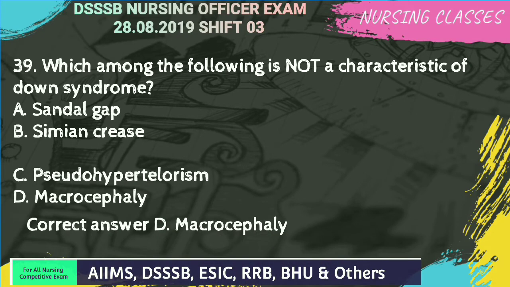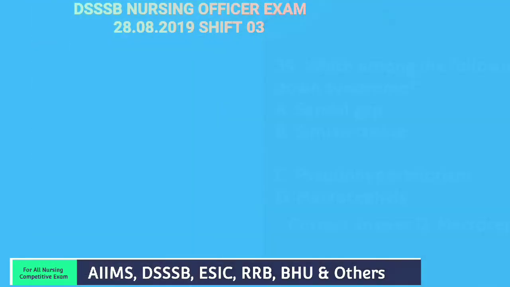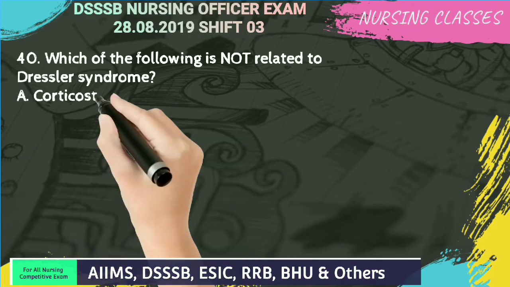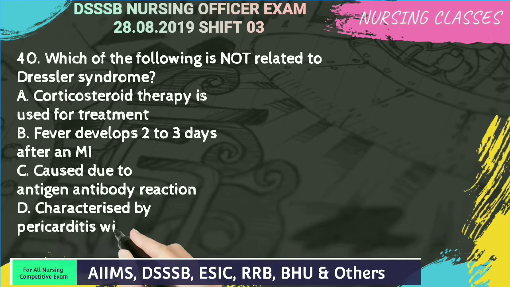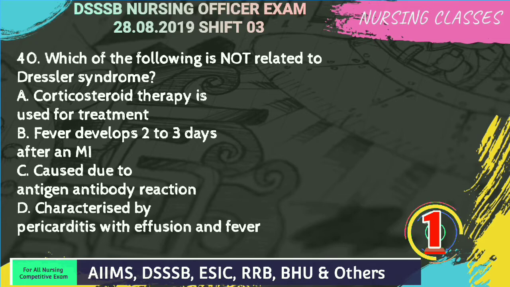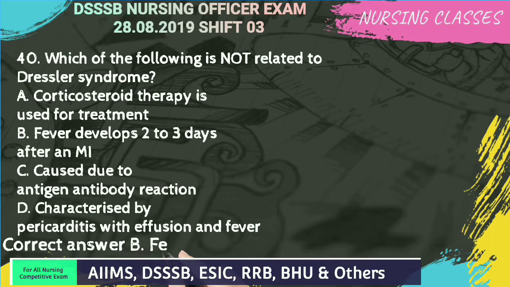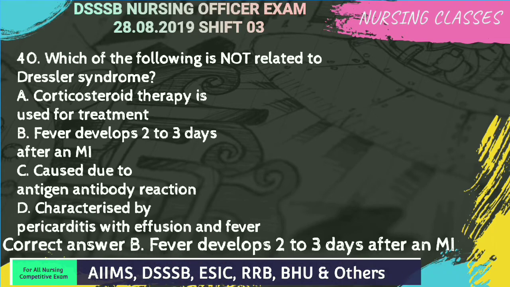40. Which of the following is not related to Dressler syndrome? A. Corticosteroid therapy is used for treatment. B. Fever develops 2 to 3 days after an MI. C. Caused due to antigen-antibody reaction. D. Characterized by pericarditis with effusion and fever. Correct answer B. Fever develops 2 to 3 days after an MI.